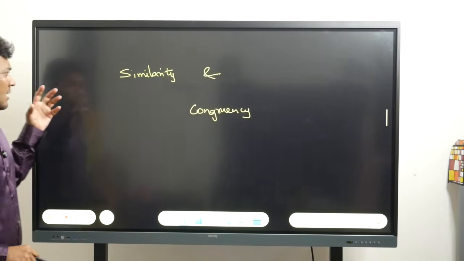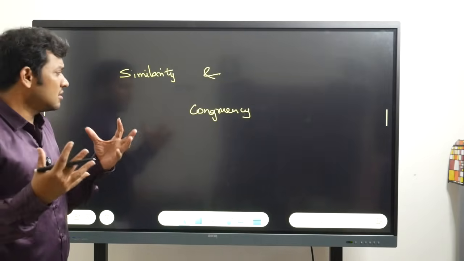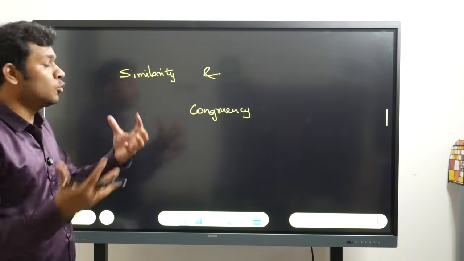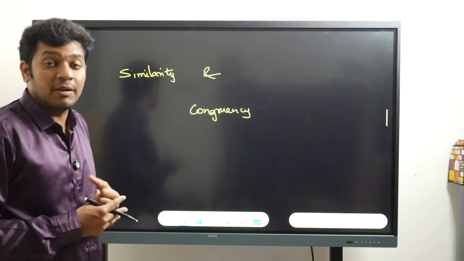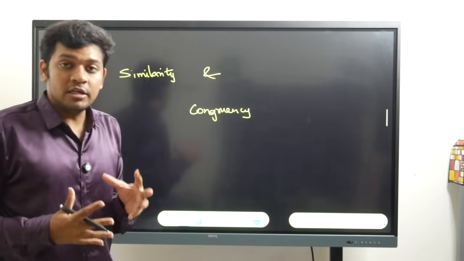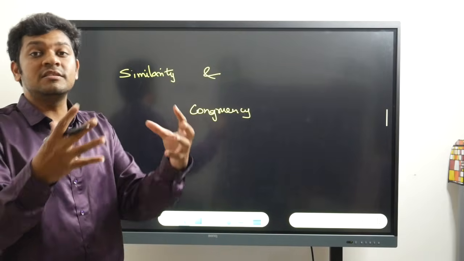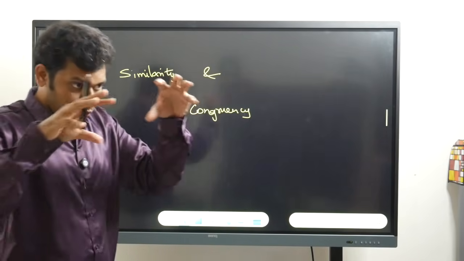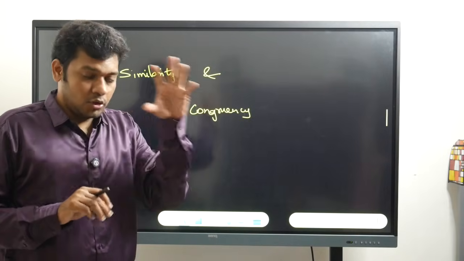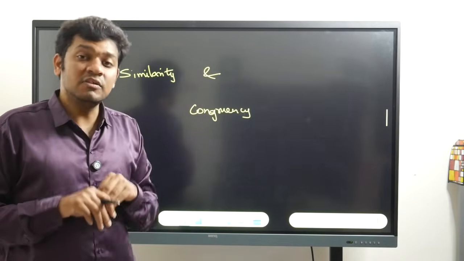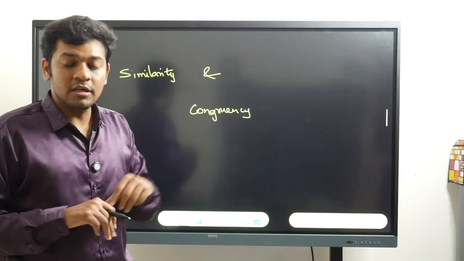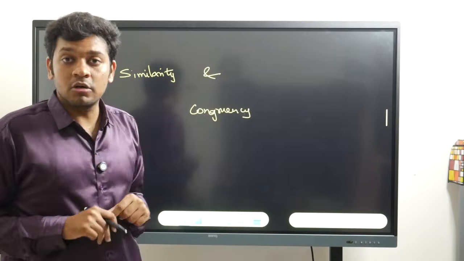Now, similar means look-alike. Okay, similar means like, say, two circles are always similar. Best example I can say, two circles are always similar. But when I say congruent, two figures are similar. Congruency means ditto, photocopy. Two circles with equal radii are congruent. Similarly, two squares are always similar. Two squares with equal sides are congruent.